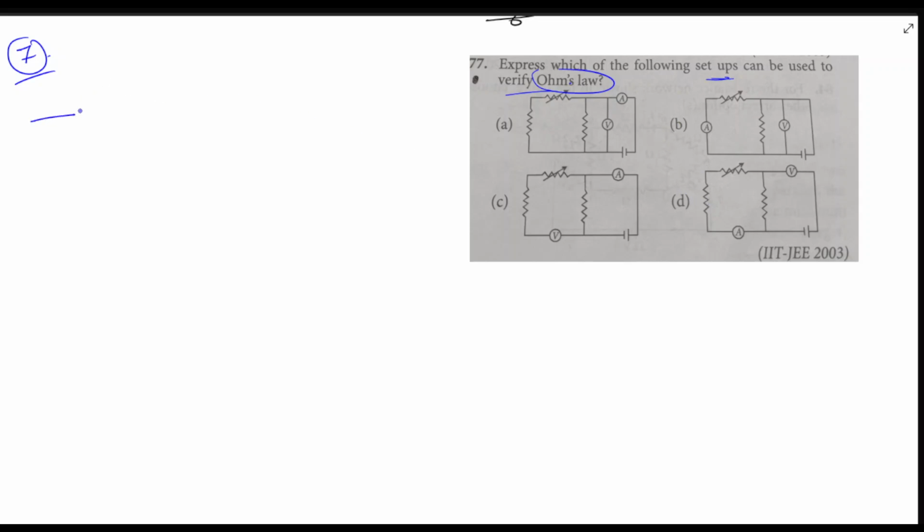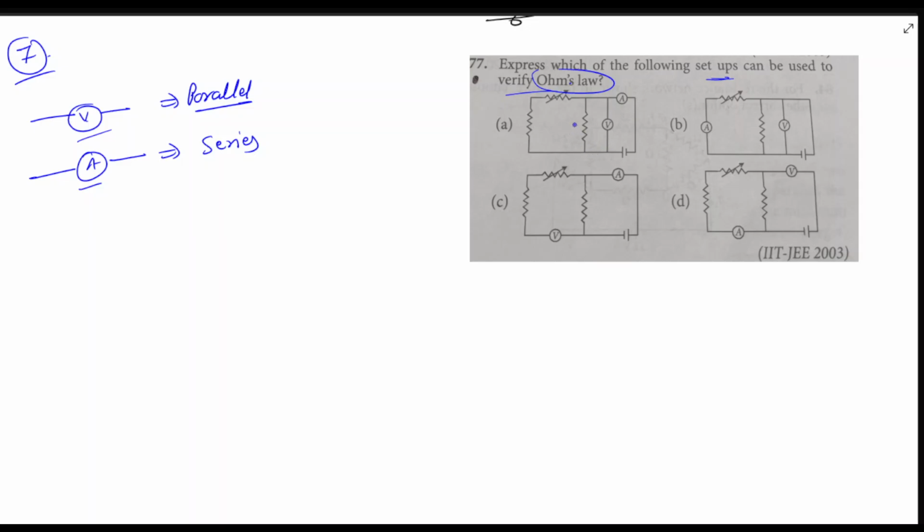So one thing is clear, this voltmeter should be connected in parallel, right? Parallel to the resistance. And this ammeter should be connected in series to the resistance. Why? Because the ammeter will give us current and the voltmeter will give us voltage, and then we can verify Ohm's law. Okay, perfect. Let's move on to our option A.